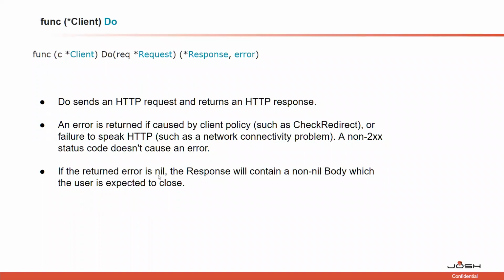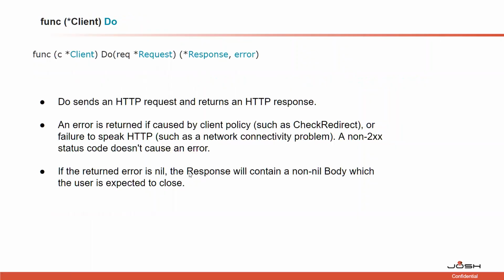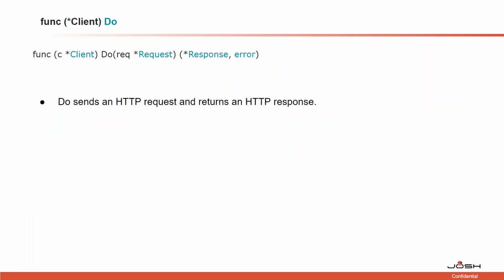If the returned error is nil, the response will contain a non-nil body which the user is expected to close. So if the error does not occur, this response will have a response body, right? Because the server has returned us a response. Now we need to close this response body. We have a method for doing that. We'll see it when we look at the code. Now, let's see what we know at this point. We know I can create a client struct and send a request using the Do method, right?